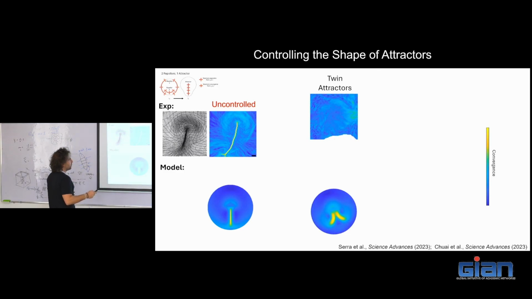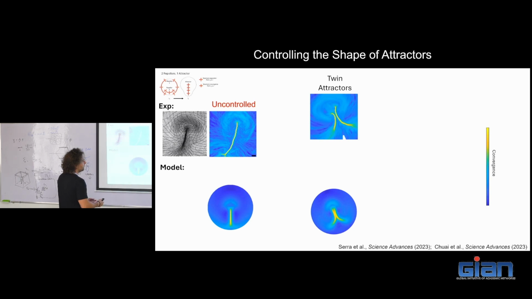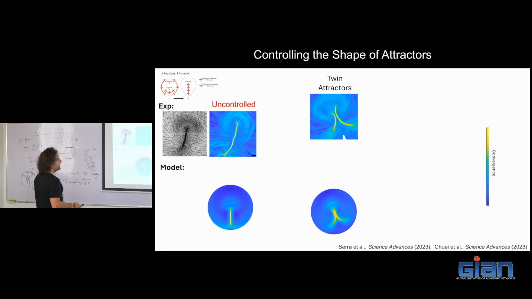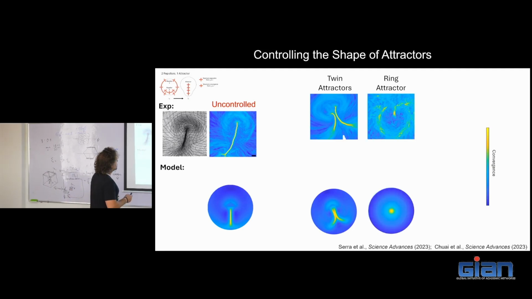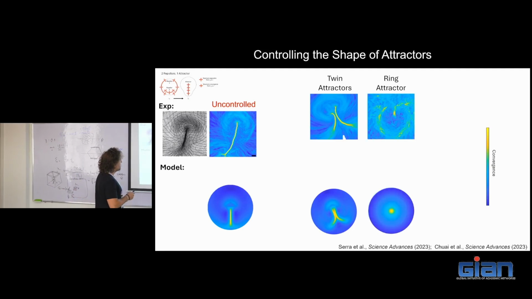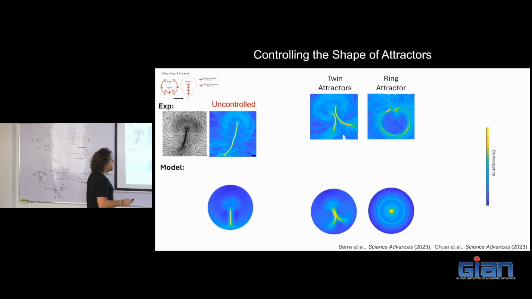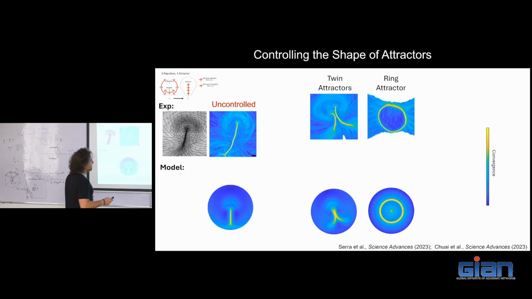This is basically spontaneous twin development. So the attractor now is made by two streaks that try to fuse. You can get it in the experiment and in the model. We were able actually to control this attractor in the cheek from a line to a ring. Okay, so basically, let me show you. So this is basically the model and the experiment.